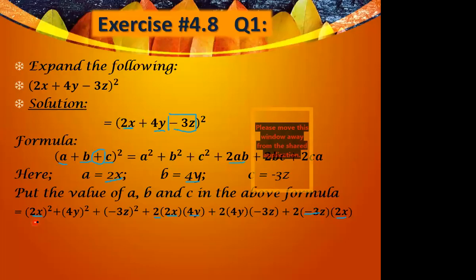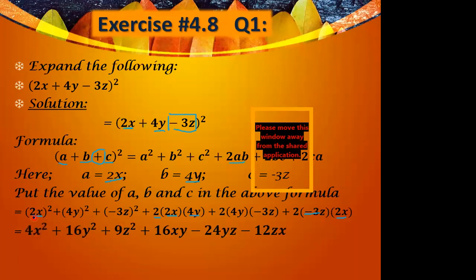Now next you have 2x square, 2x. So what you will do, you will take the square of 2. What will be the square of 2? The square of 2 will be 4 and square of x will be x square. Next you have to take the square of 4, which is 16. The square of 4 is 16 and y square.